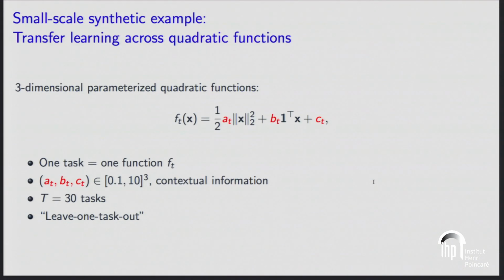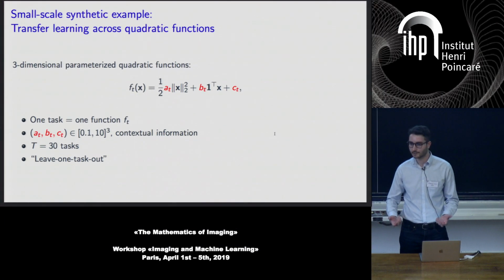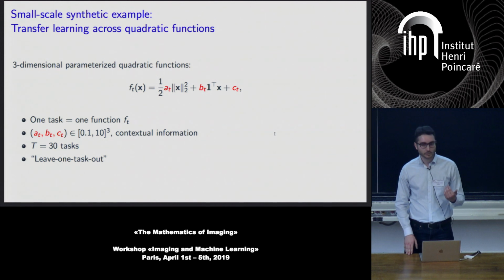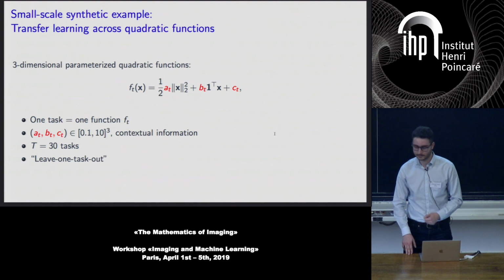So let's look first at some simple experiments to demonstrate these properties of ABLR. So consider these three-dimensional quadratic functions of this form, where A, B, and C could be thought of as contextual information. So you draw A, B, C uniformly at random from 0.1 to 10. In this way, drawing 30 different triplets of A, B, C, you generate 30 different tasks. So 30 different functions which are related to each other. And we aim to optimize one of these functions based on 10 observations that have been acquired for the 29 other functions.